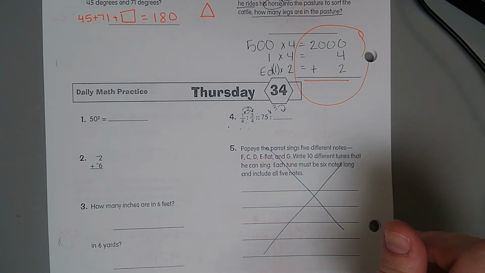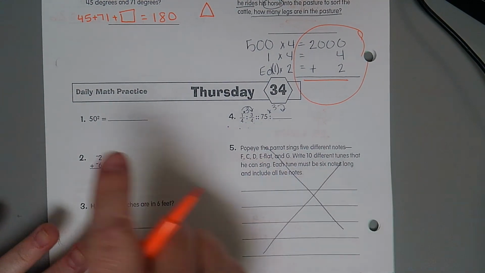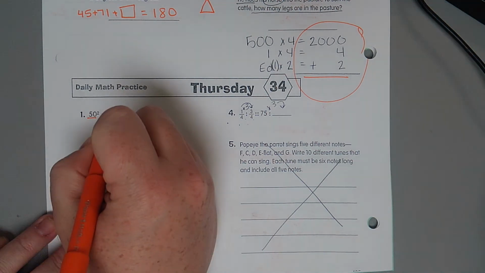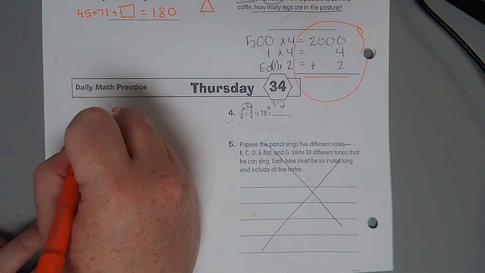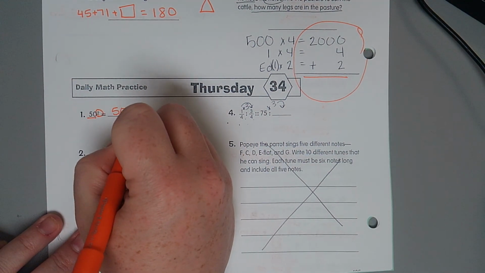Oh, I remember that one. I didn't like it, but that's okay. So number 1, remember, we talked about this. This is my base, so it's what I'm going to write. This tells us how many times to write it. I'm going to write 2 times, so 50 times 50.